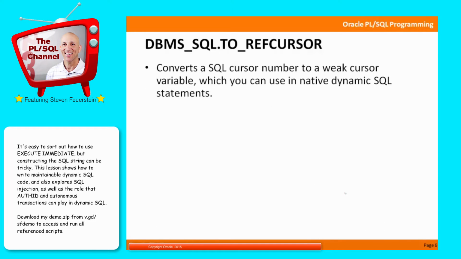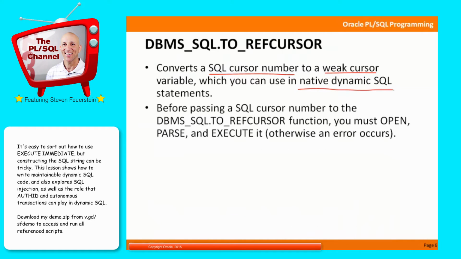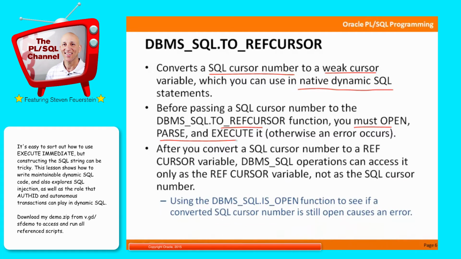Let's take a look at each one. So, toRefCursor converts a SQL cursor number, a handle passed back from DBMS SQL.openCursor, converts it to a weak cursor variable, and you can then use that with native dynamic SQL or even static statements. Before passing a SQL cursor number to refcursor, you have to open, parse, and execute it. In other words, it has to be ready to go. And you've done that through your DBMS SQL statements.